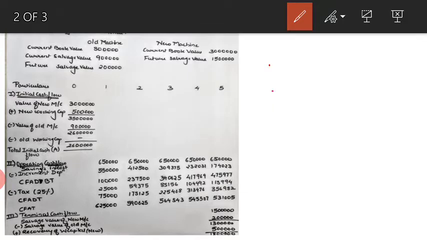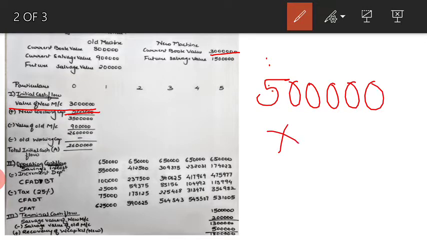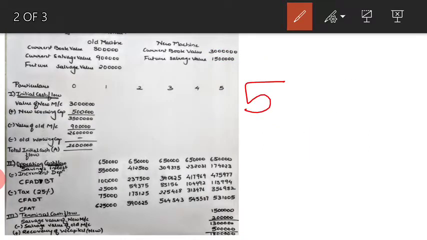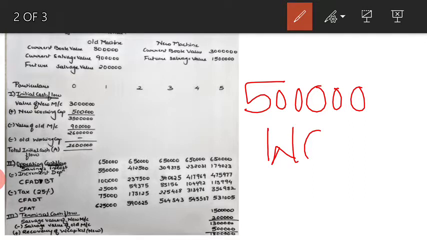As I said, it is fixed assets and working capital that we have to consider. So first thing is value of new machine, that is fixed asset, which is 30 lakhs. It is given over here. Then plus net working capital. So net working capital of the new machine is already given to us, which is 5 lakhs. So that we have to consider. So total comes to 30 plus 5, that is 35 lakhs.